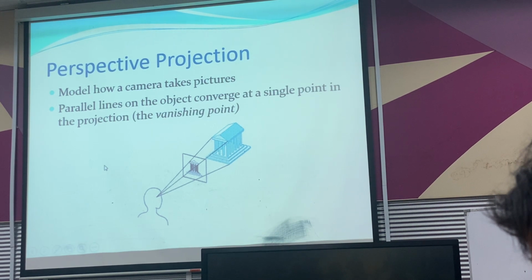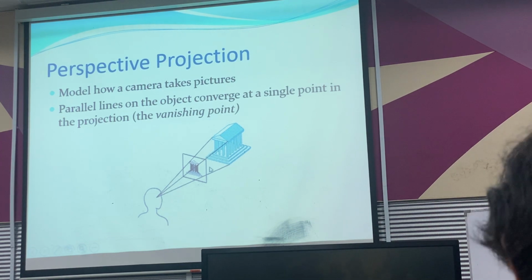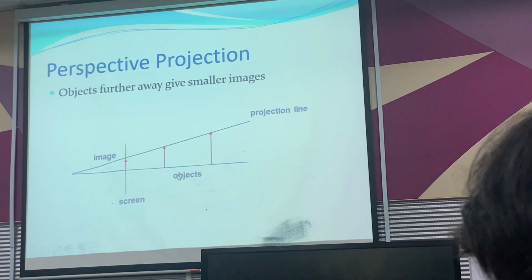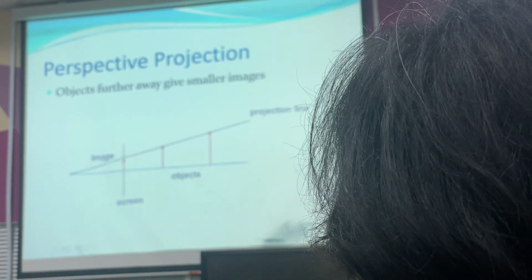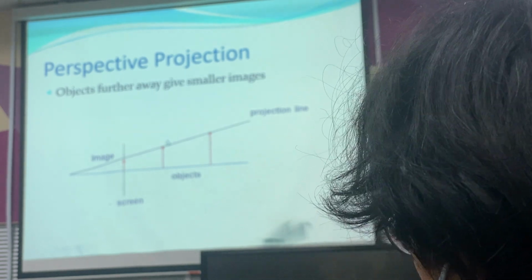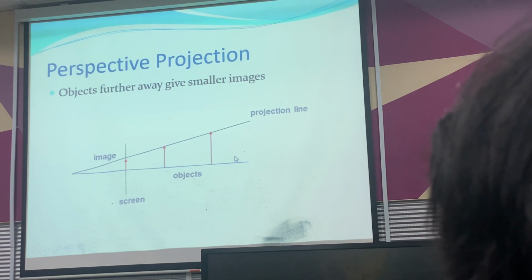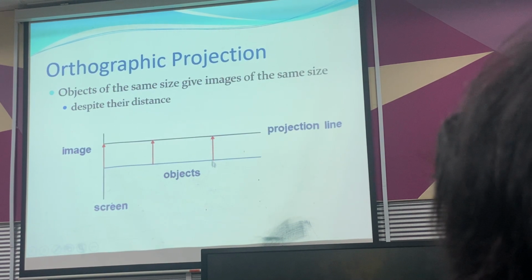Now let's go to perspective. Perspective models how a camera takes pictures. Parallel lines on the object will at the end converge at a single point, because the projection lines meet at your eye. You can compare this diagram with the orthographic view just now. An object further away gives a smaller image, due to the nature of the projection lines: objects close to you look bigger, and farther away look smaller, so the size changes. This is different from orthographic, where the projection lines are parallel, so the size stays the same.